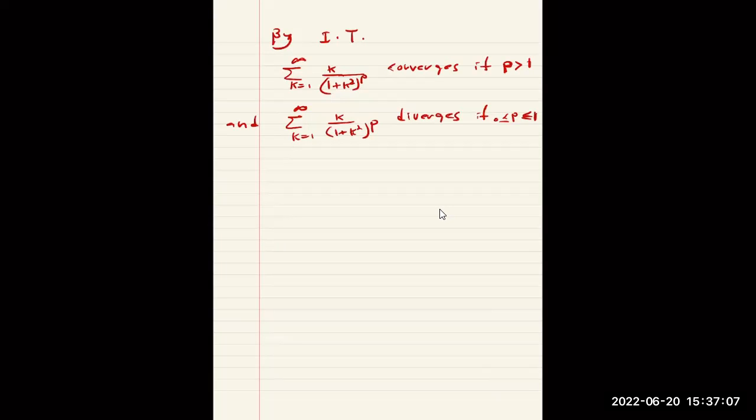All right, that completes that example, and that also completes this section 7.4. I'll stop there and I'll see you next time.